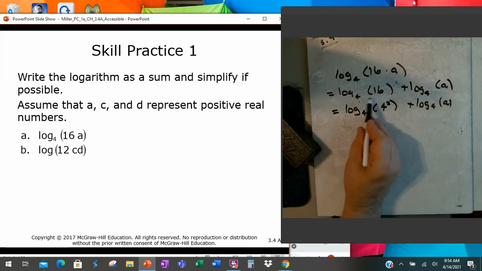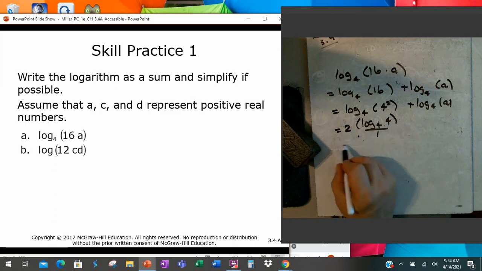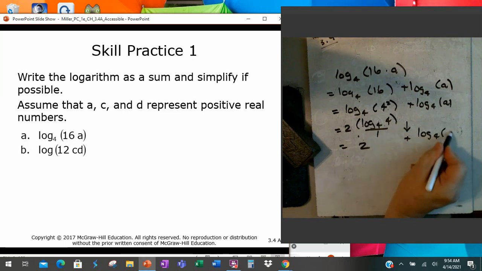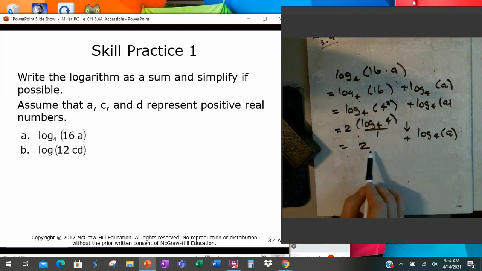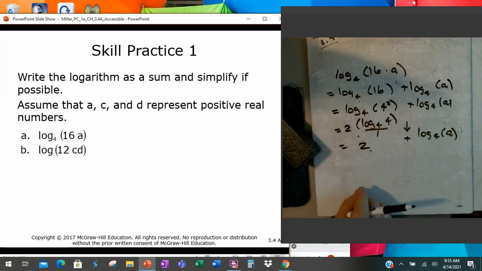And the exponent goes down. I want you to get used to saying, well, this goes down. Log base 4 of 4, now this piece is just 1. So 2 times 1, here's 2, plus log base 4 of a. Okay, so that's what this is. I want to represent 16 as a power of 4. What's the power? That's just the 2. And I did that just kind of working backwards. So any ways that you want to work this through. Okay, that's what that is.